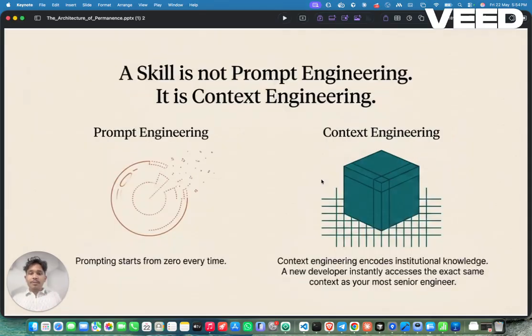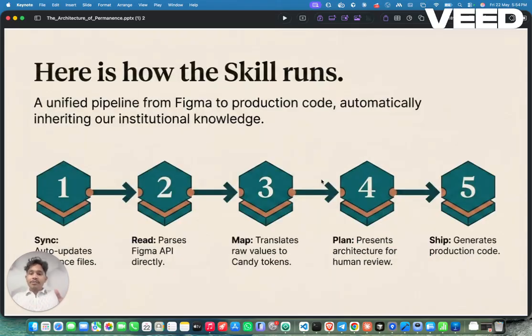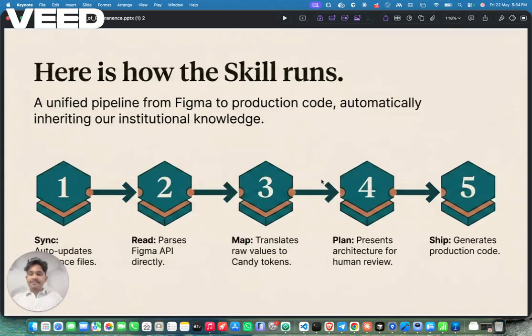Yes, skills are not about prompt engineering, they are about context engineering. Skills are made so that every process which we follow in the organization, we are encoding in a document so that the AI model also follows the same process. And how does the design skill work for us? The first step it does is auto-update the file. So it takes all the latest design system we have, and updates it to the latest design system.